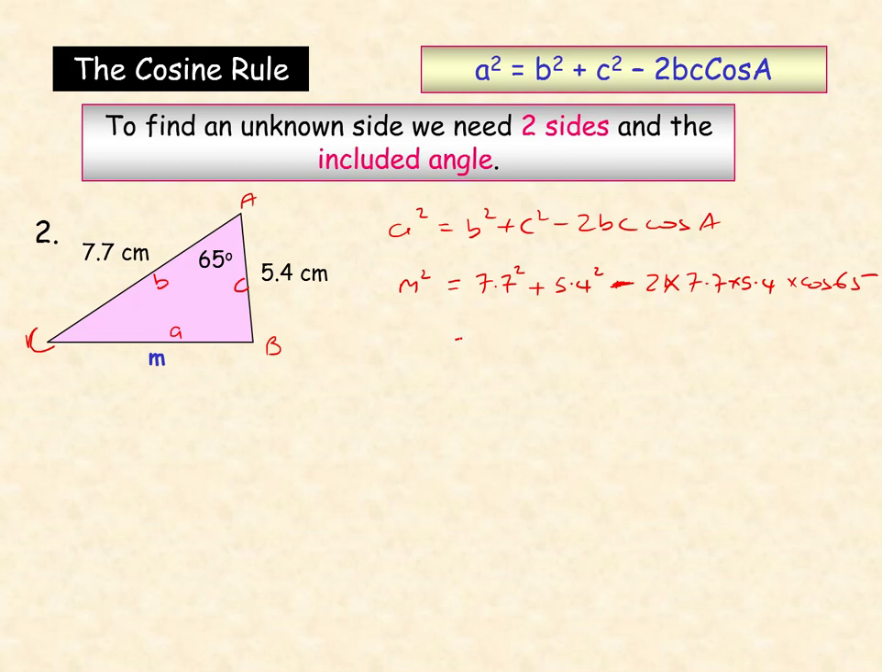It should give me 53.31. That's M squared, so M is going to be the square root of that. When I find the square root, it gives me 7.30, and my units are centimeters. That's M. Again, a good example. So hit pause, copy this down into your notes. When you're ready to look at the next example, click play again.